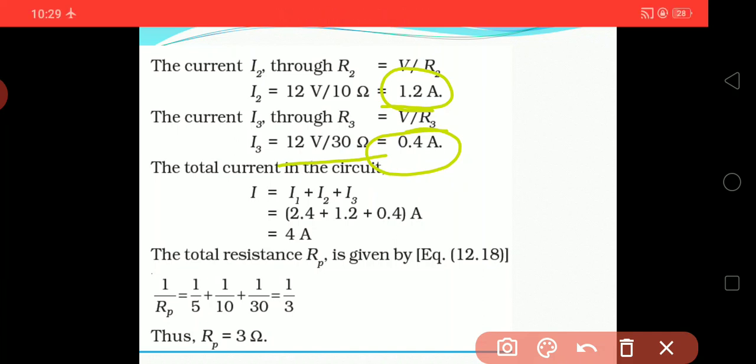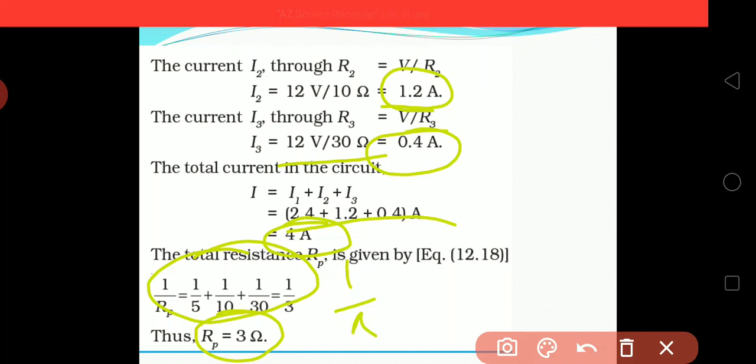So the total current in the circuit will be I is equal to I1 plus I2 plus I3. If we add we will get 4 ampere. That is our total current passing through the circuit. The total resistance Rp is given below. This will be our total resistance, because it is in a reciprocal, which we have already found. So it will be 3 ohm. Why 3 ohm? 1 upon Rp is equal to 1 upon 3, so Rp is equal to 3.